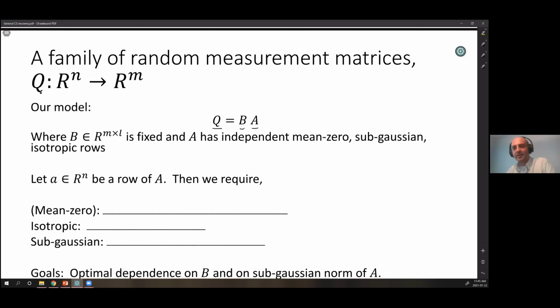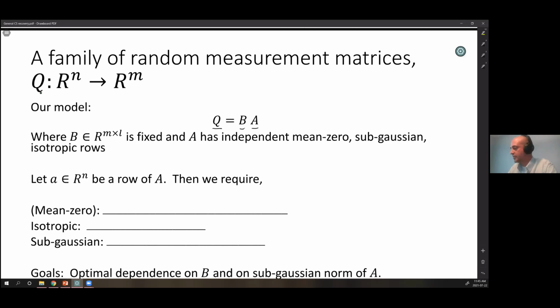And the point here is that by playing with B, we can introduce dependence between rows, because now we have linear combinations of independent rows. And we can also make it so our measurement matrix has a whole different array of singular values, which can match what we see in data in real applications.